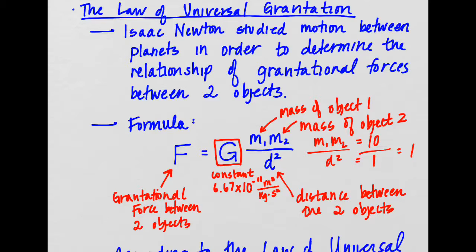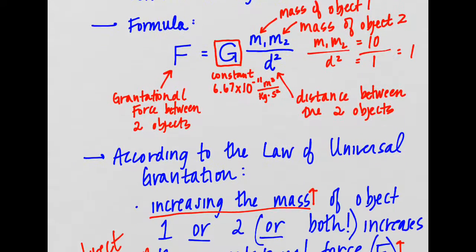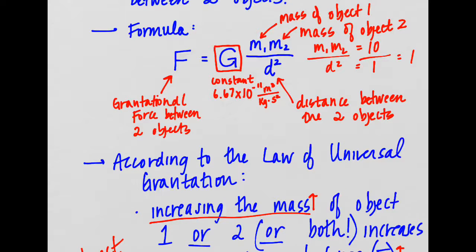So remember, Isaac Newton was studying motion between planets, and he was doing this to determine the relationship of gravitational forces between the two objects. So he did this by looking at motion between planets. And let's break down again his universal law of gravitation.